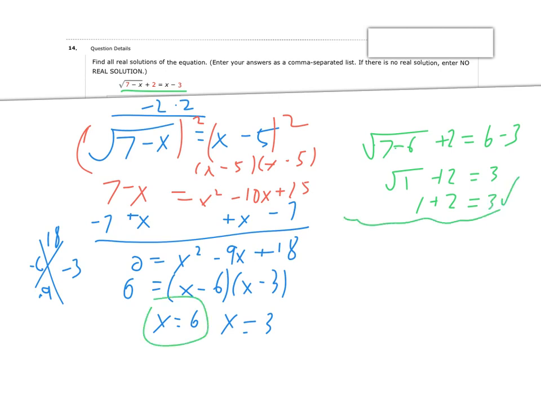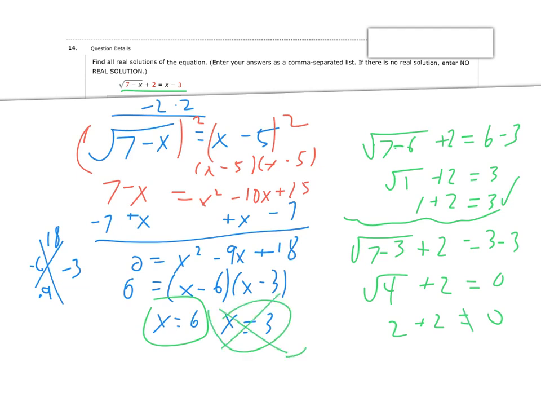Now the other one here, the square root of 7 minus 3 plus 2 equals 3 minus 3. So the square root of 4 plus 2 equals 0. And it says 2 plus 2 equals 0, which is not true, which means that this one is an extraneous solution. So you should only be listing 6.